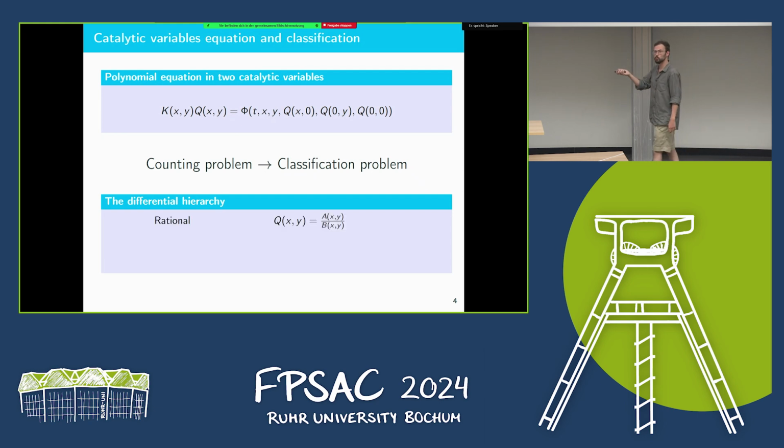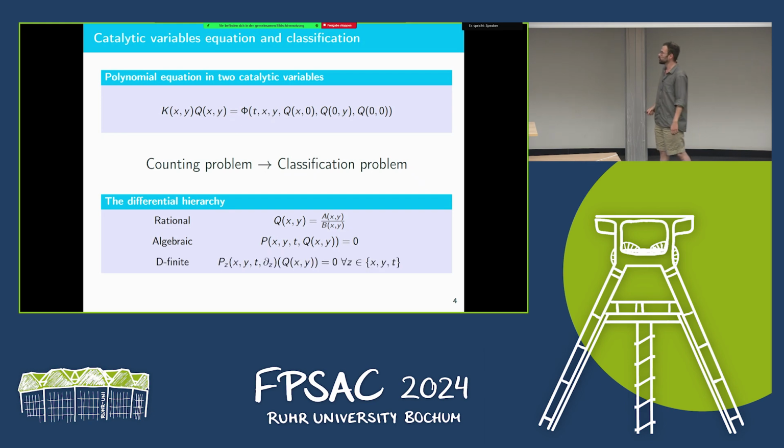At the bottom, the simplest kind of generating series that you can have are the rational power series. Higher in the hierarchy are the algebraic power series, which are solutions of polynomial equations. And higher are D-finite power series, which are solutions to linear differential equations with coefficients in the rational power series. I will show you an example. These classes are interesting because if you know that your generating series is in one of these classes, then you have efficient algorithms to deal with the coefficients, to compute recurrence relations, etc.